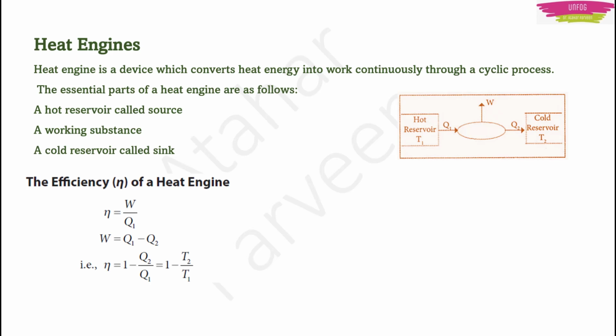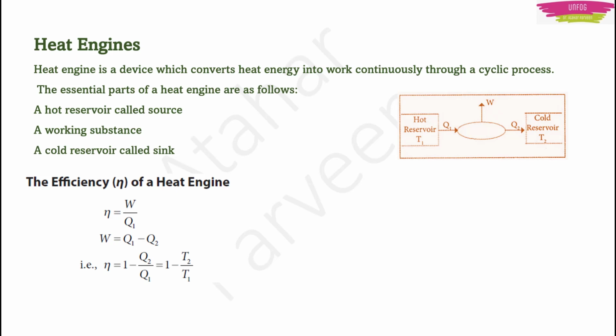Based on how much heat is utilized from the hot reservoir and is used in doing work, we define the efficiency of heat engine. Efficiency means you can say capability of heat engine. The symbol for efficiency is eta. This eta is equal to work done upon the heat taken by the working substance.